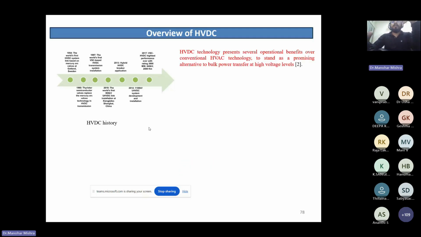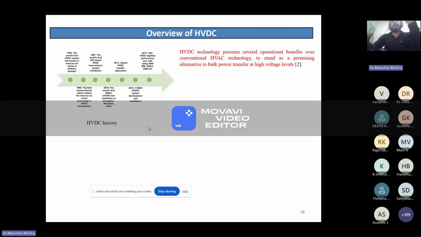And the high voltage DC transmission has various advantages over the conventional HVAC system.